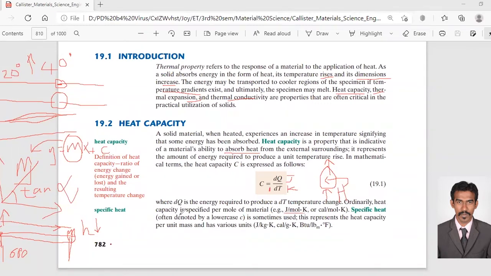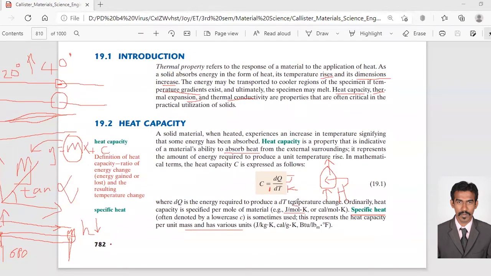The specific heat, often denoted as small c, is sometimes used. This represents the heat capacity per unit mass. Here the unit mass is not there for heat capacity, but when it comes as specific heat capacity, we have that unit mass. So there it will be joule per kilogram per Kelvin.